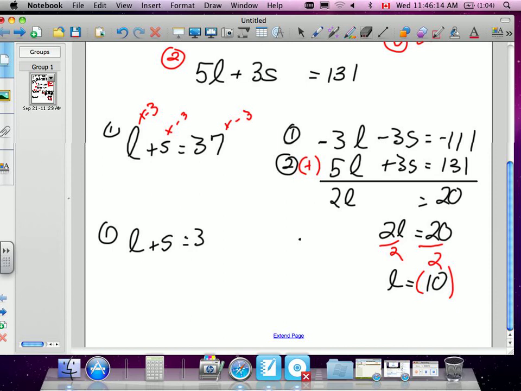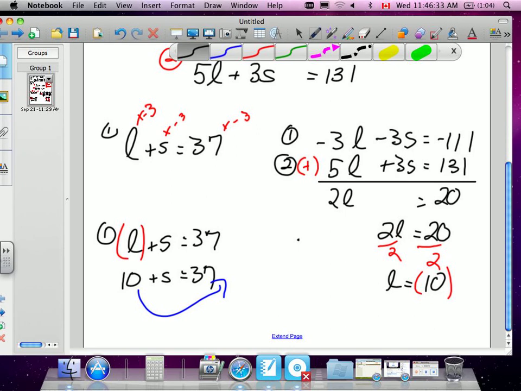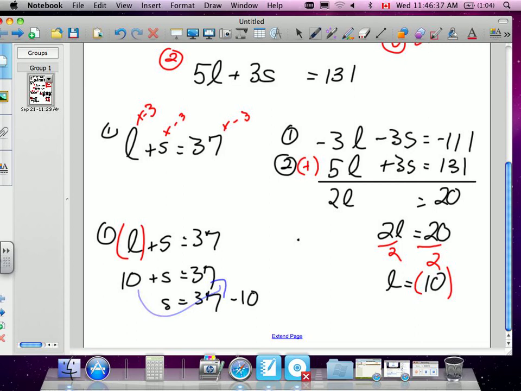We know that L is 10. So I'm going to replace the L in equation 1 with the number 10 plus S equals 37. I need to set the equation equal to S, so I'm going to move 10 to the other side, which will become negative on the other side. So S is equal to 37 subtract 10. S is equal to 27.